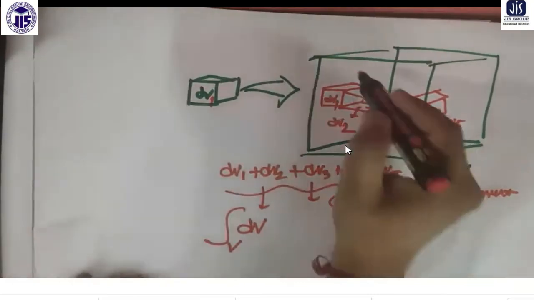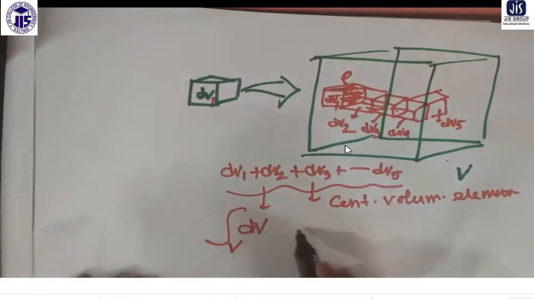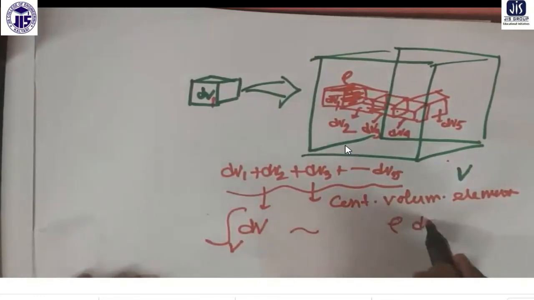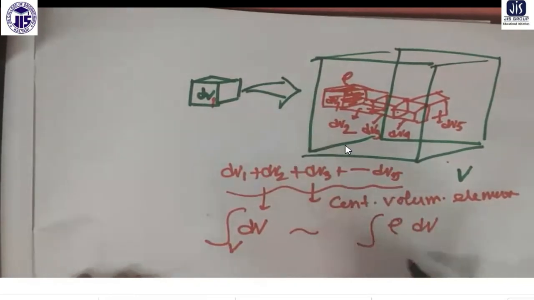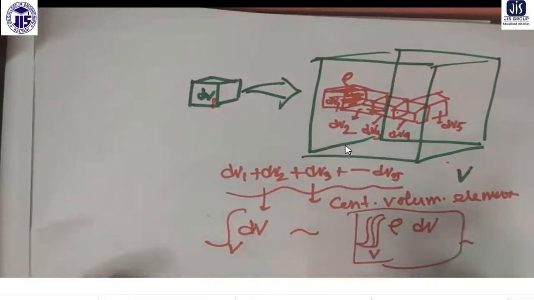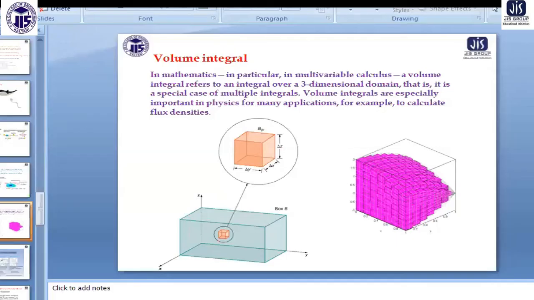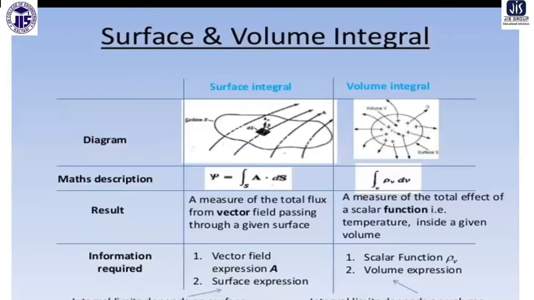Suppose I have to calculate the mass. The mass per unit volume may be rho. So for the mass calculation, it will be rho dV, and that will give you the full mass. So a volume integral is simple: you have to integrate over the full volume. Surface integral and volume integral, as you can see, are connected. Surface integral means total flux coming out, and volume integral is the total of any scalar variable, like in this case density or mass, or temperature.